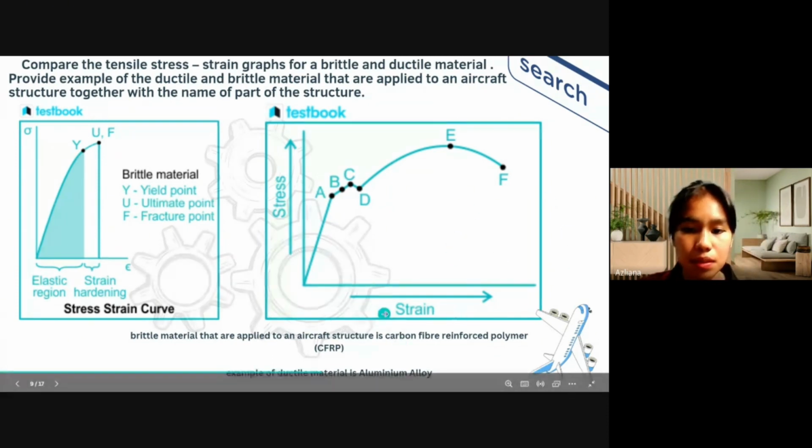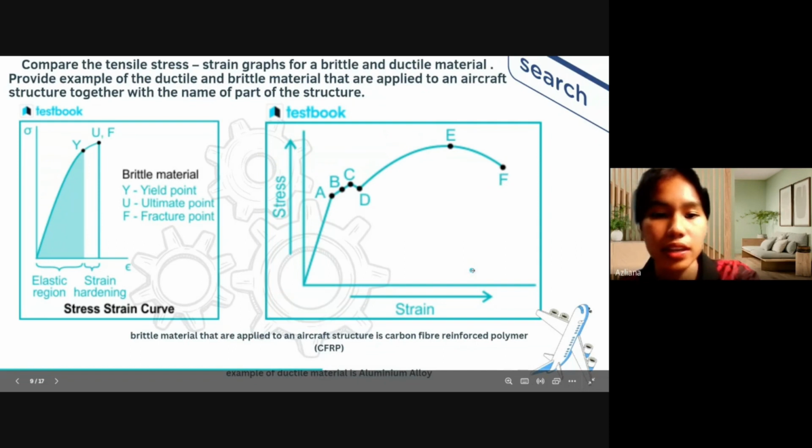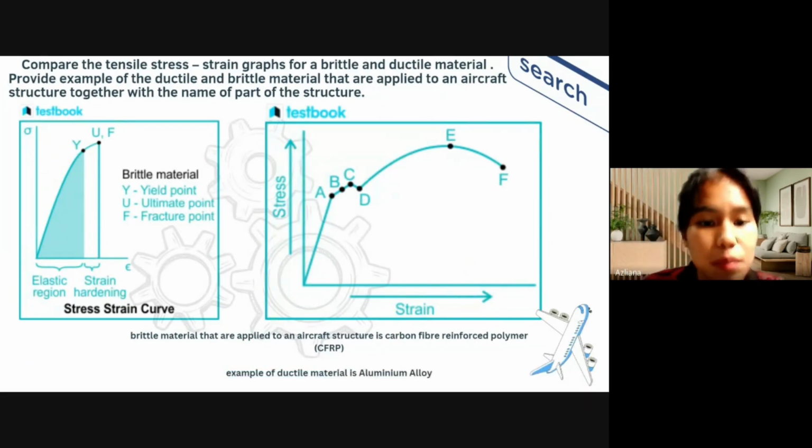For an example of a brittle material applied to an aircraft structure, carbon fiber reinforced polymer, CFRP, is used in the tail plane, the horizontal stabilizer. This is because carbon fiber composites, despite being sturdy and lightweight, are distinctly brittle. They are frequently used in the tailplane of an aircraft, where the material's excessive strength and stiffness are advantageous. However, the lack of significant plastic deformation makes them more vulnerable to sudden fracture.